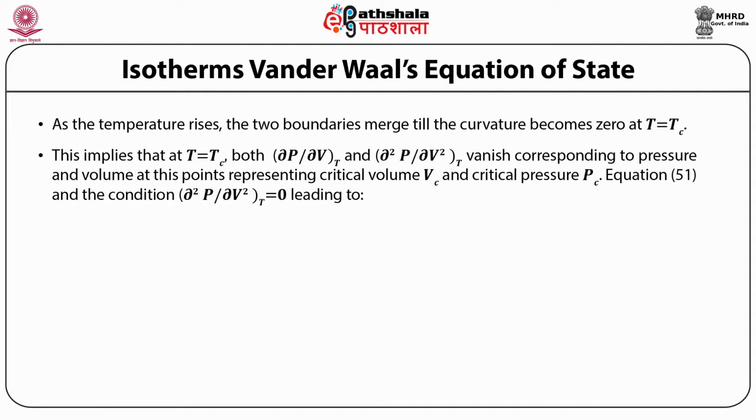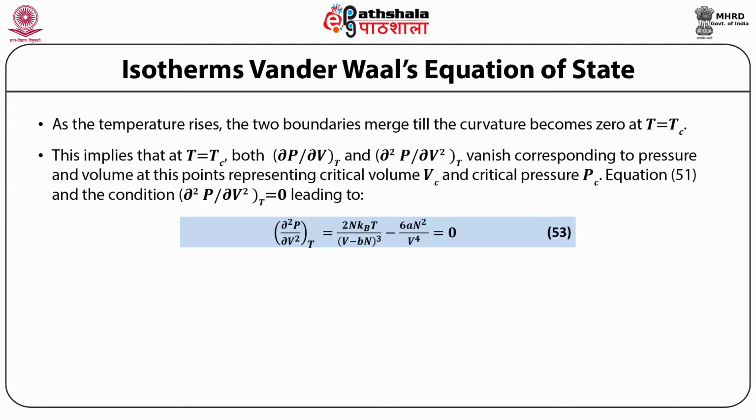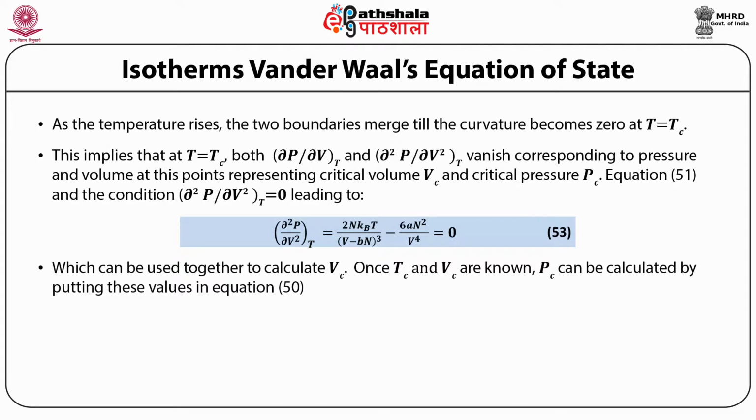Equation 51 and the condition that the second order partial derivative of P with respect to V at constant temperature is equal to 0, leading to 2 times N times Boltzmann constant times temperature divided by (V minus B times N) whole cube minus 6 times A times N square divided by V raised to power 4 is equal to 0, can be used together to calculate Vc. Once Tc and Vc are known, Pc can be calculated by putting these values in equation 50.